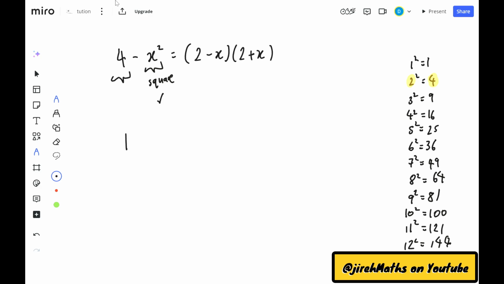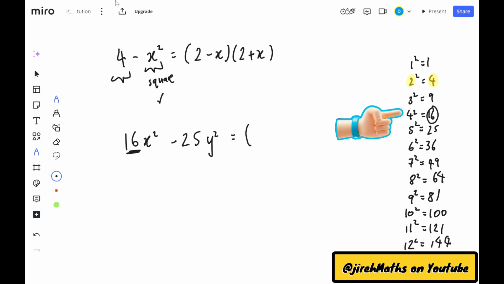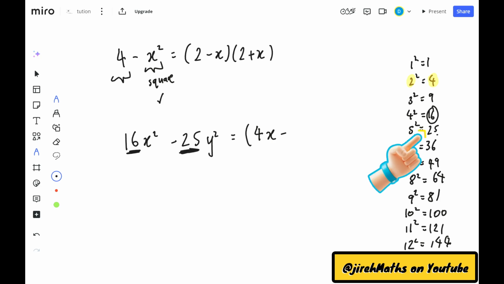Let's try a different one. Let's say 16x squared minus 25y squared. Again, where does 16 lie on the right hand side? So 16 is here. So we're going to have an open bracket. Instead of 16, we put the root of it, which is 4x, minus, where does 25 lie? So 25 is there, and that's just 5 squared, so it will be 5y into 4x plus 5y.